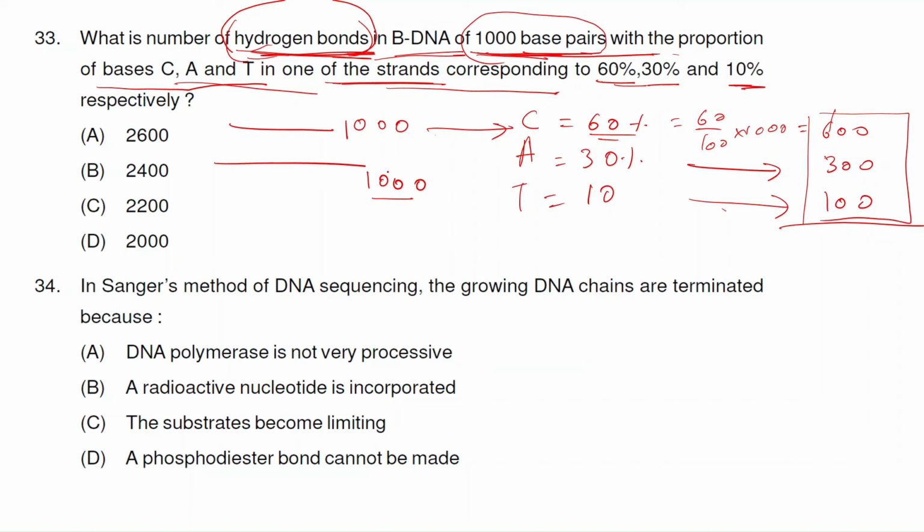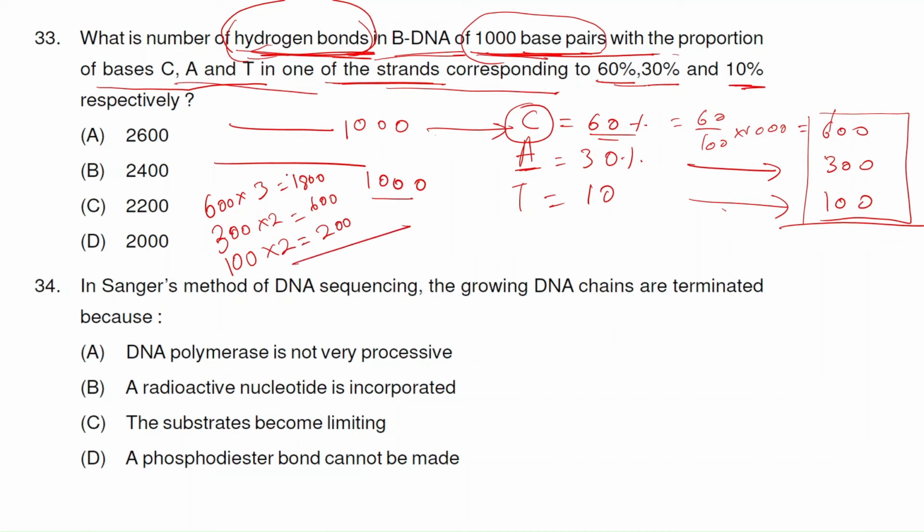What is the number of hydrogen bonds? Cytosine will form how many hydrogen bonds? Cytosine will form 3 hydrogen bonds. So 600 into 3, that is equal to 1800. Similarly, adenine will form 2 hydrogen bonds. So we have 300 into 2, that is 600, right? Next we have thymine. Thymine will also form 2 hydrogen bonds. So we have 100 into 2, that is equal to 200.